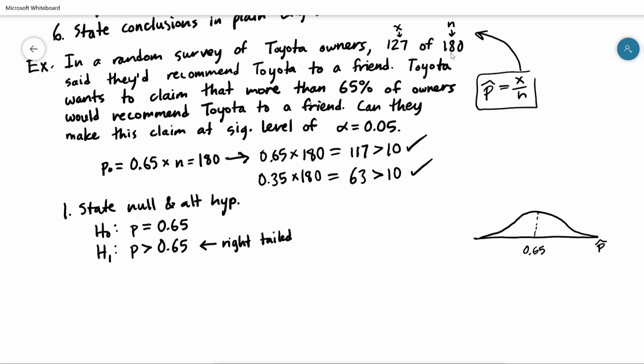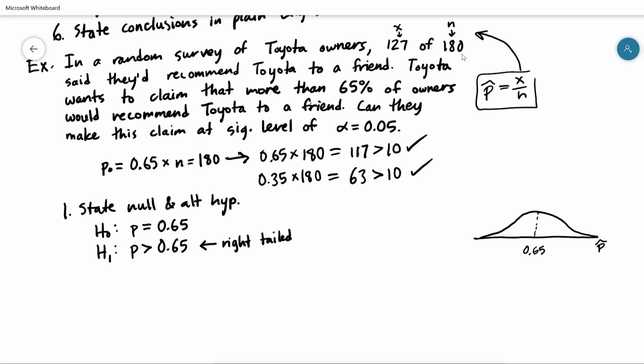But if in their survey they found that 80% of owners recommended Toyota to a friend, then that would be really strong evidence that at least 65% would. Even if we got lucky and that 80% is an overestimate, hopefully the true value is still over 65. That's a lot of wiggle room there. So it all boils down to how strong our evidence is.